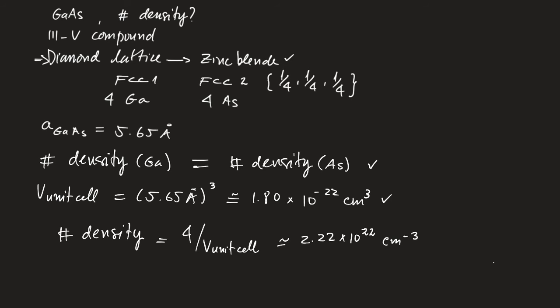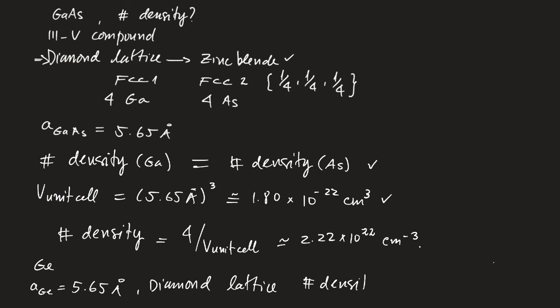centimeter minus 3. So another popular semiconductor is called germanium, and the germanium also has a lattice constant of 5.65 angstroms, and also crystallizes in the diamond lattice. We can therefore calculate the number density for germanium. I'll do it directly. I'll just give you some arguments to convince you of what I'm about to affirm here.